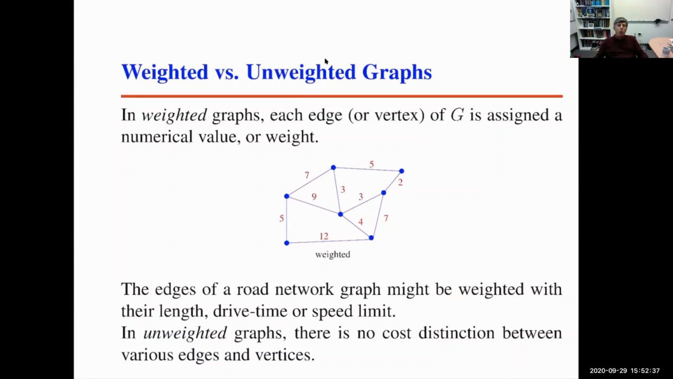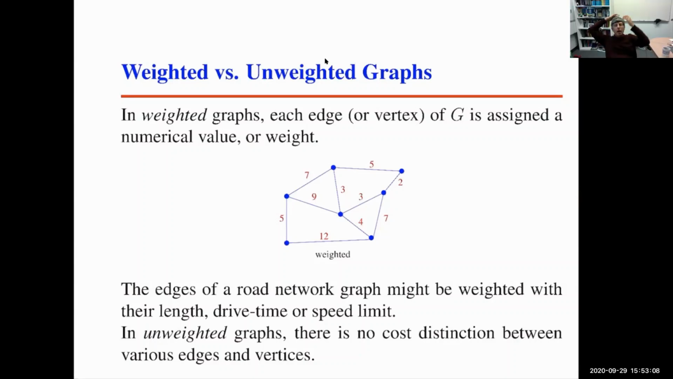Many graphs are weighted. Okay, another question is whether a graph is weighted or not. In a weighted graph, the edge is associated with a numerical value. Typically, sometimes vertices are associated with numerical values, but usually it turns out to be edges. Is the road network a weighted graph or an unweighted graph? Weighted.